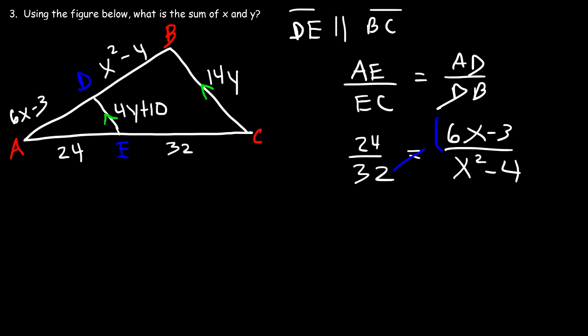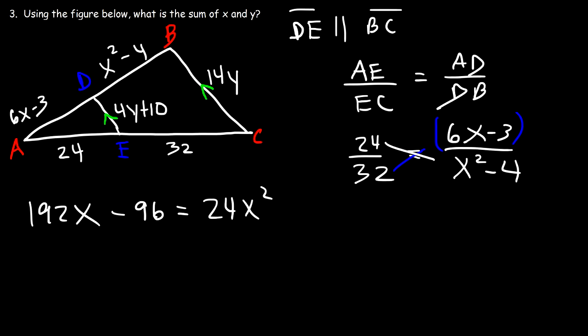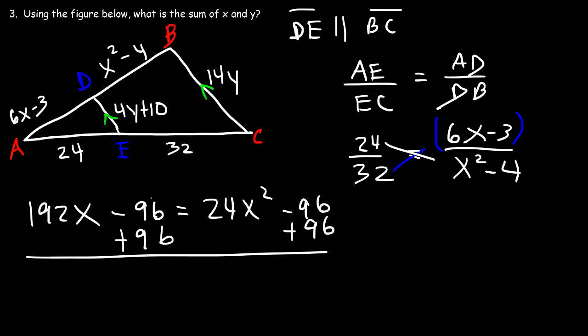So let's multiply 32 by 6x minus 3. 32 times 6x is 192x. And 32 times negative 3, that's negative 96. 24 times x squared is 24x squared. And 24 times negative 4 is negative 96. So let's add 96 to both sides. So notice that these two will cancel. And so 192x is equal to 24x squared.